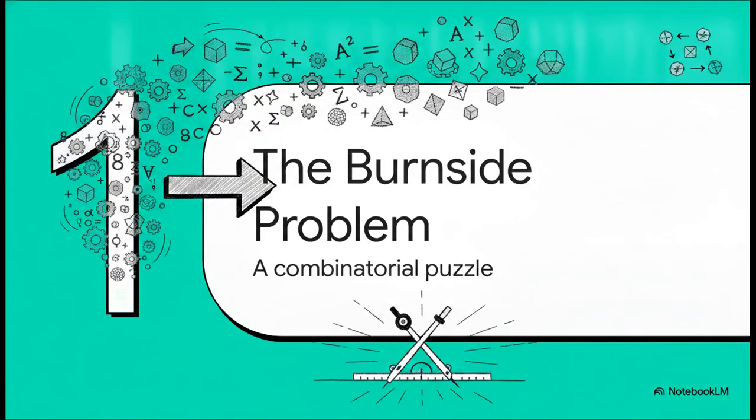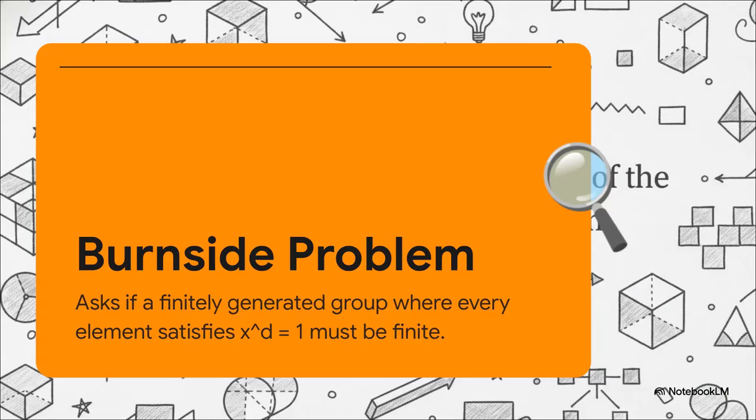Section 1. The Bounded Burnside Problem. So it starts with what is essentially a discrete combinatorial nightmare. The Bounded Burnside Problem asks a deceptively simple question. It asks, if you have a finitely generated group, and every single element satisfies the power relation x to the power of d equals 1, does that group absolutely have to be finite?